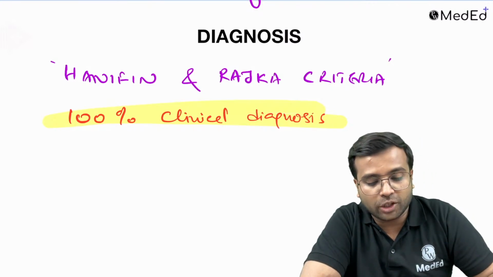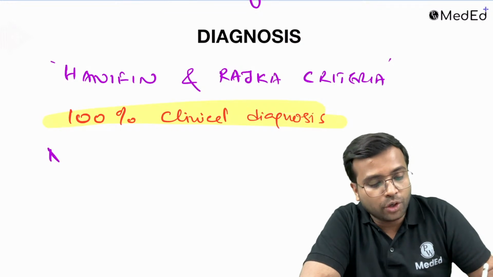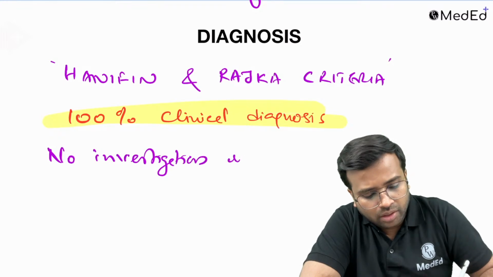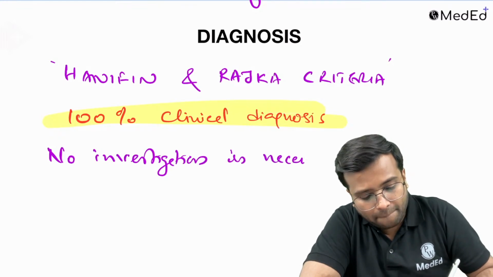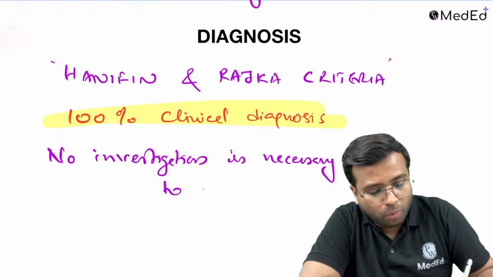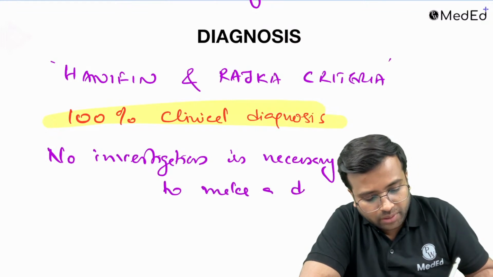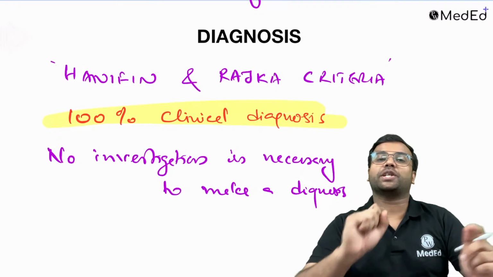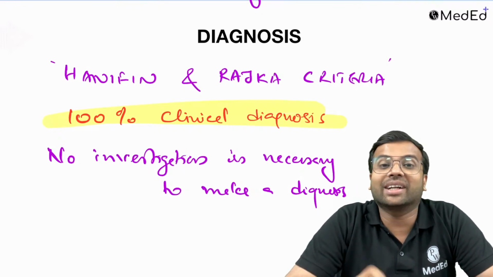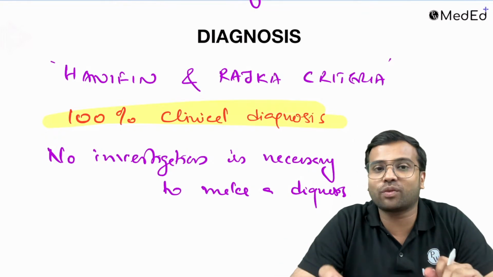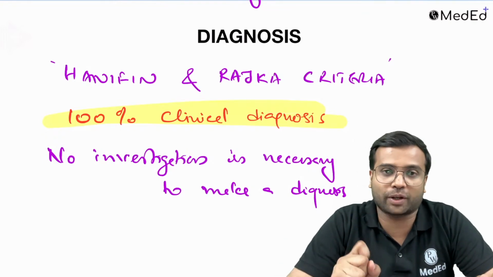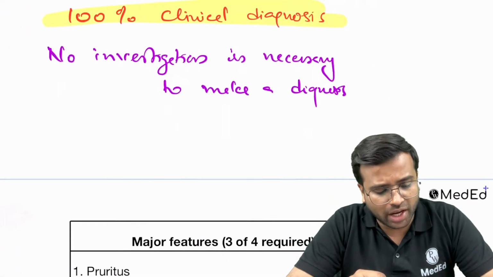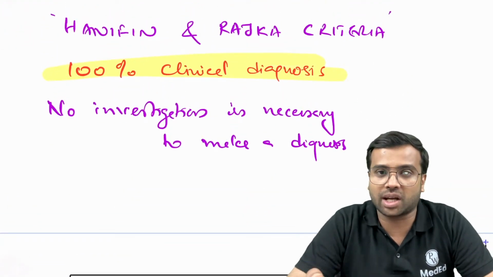So remember that no investigation is necessary to make a diagnosis. If a dermatologist tells you that you are a patient of atopic dermatitis, just agree. There is a specific reason why they would be telling you that, because we have a criteria as well. So now let us try to understand what the Hanifin and Rajka criteria is.